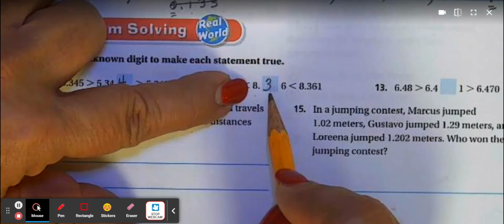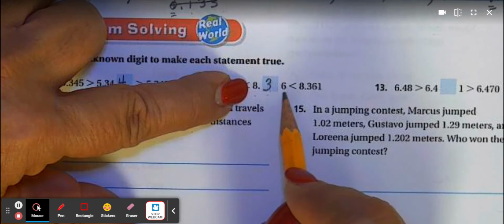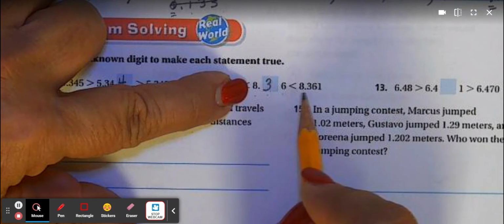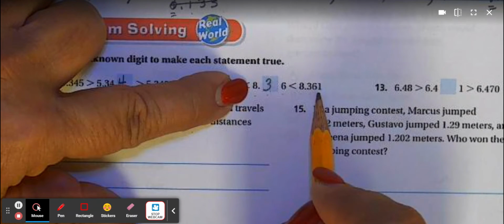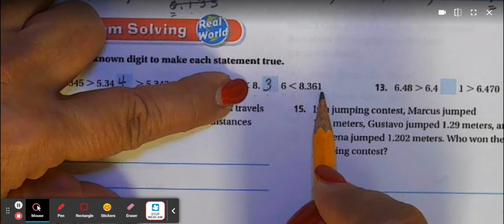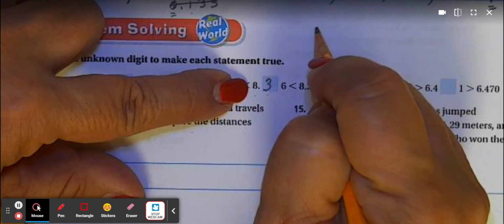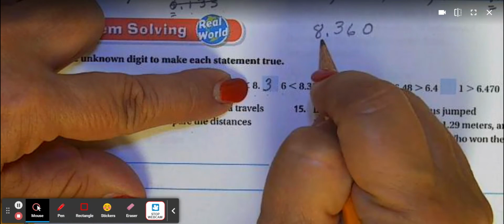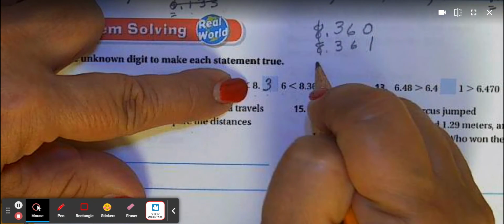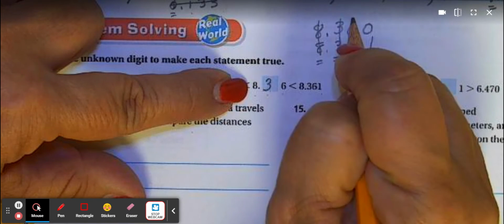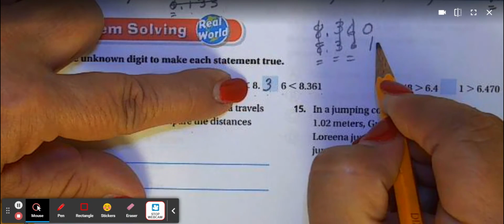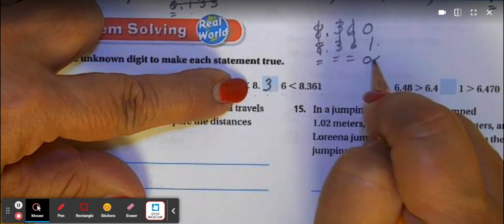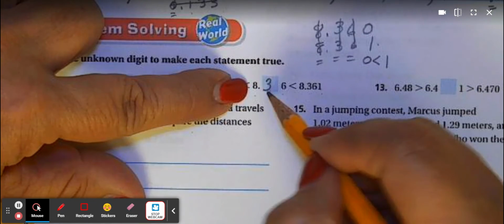So now let's check. Is 8 and 36 hundredths less than 8 and 361 thousandths? Yes, that's true. So if you needed to confirm that, if I have the 36 and a 0, 8, 3, 6, 1, these are the same, these are equal, and 1 is greater, so 0 is less than 1, so that is a great one.